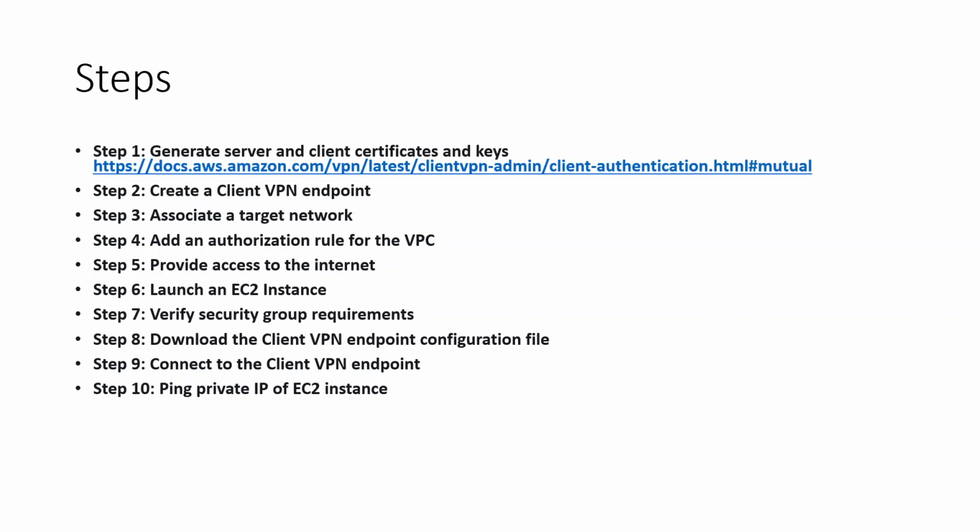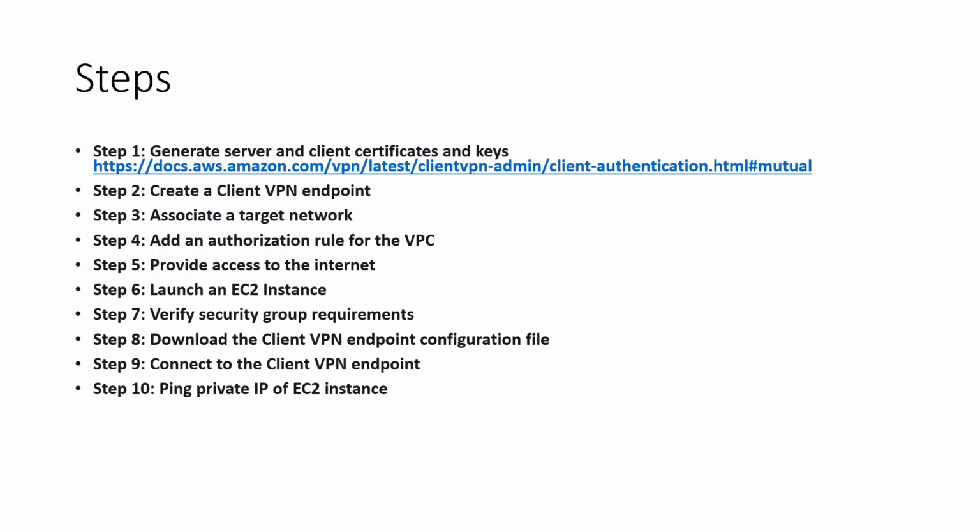We are going to launch an EC2 instance. We are going to verify security group requirements, download the client VPN endpoint configuration file, and connect to the client endpoint. We'll ping a private instance of AWS EC2.